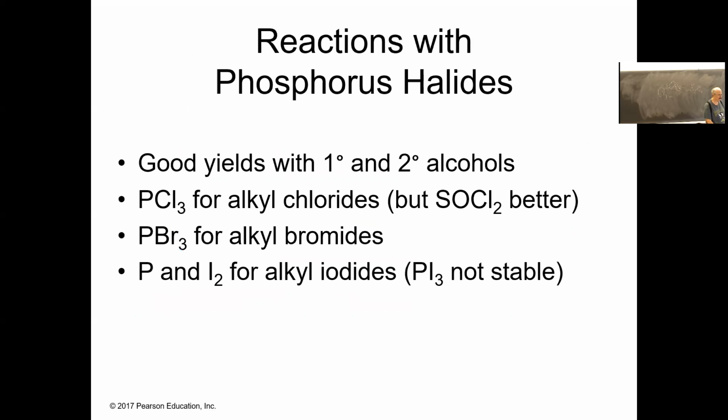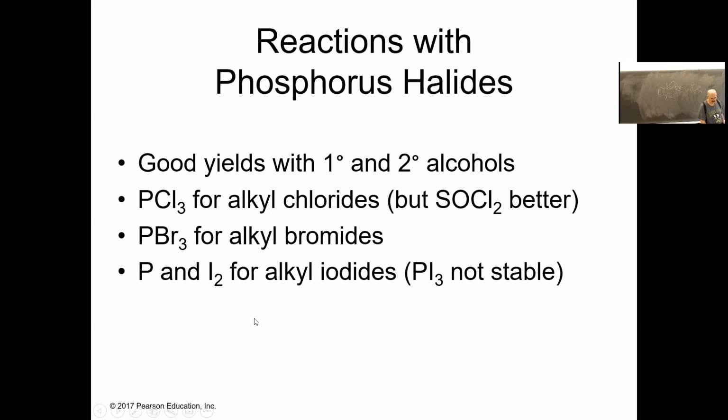So what's the alternative to using HCl or HBr or even HI? One alternative is to use phosphorus halides. These give really good yields with primary and secondary alcohols. We can use PCl3 to make alkyl chlorides. Thionyl chloride actually works better, but you can still use PCl3. To make alkyl bromides from alcohols, we can use PBr3.